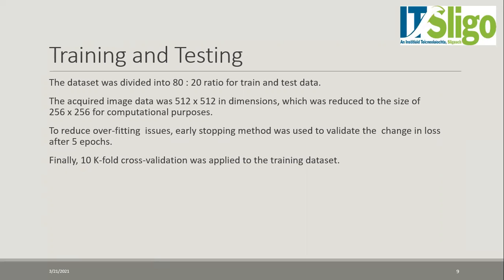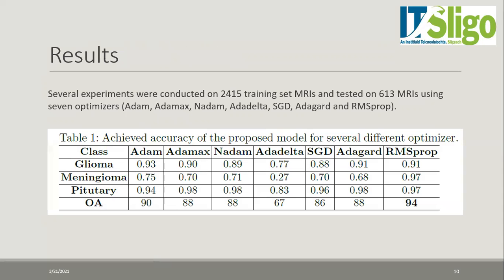To reduce the overfitting issue, we use the early stopping method on the validation loss, checked every five epochs. If the loss was not going down after five epochs, the validation was stopped at that particular time. Finally, we use 10-fold cross validation for the training data.